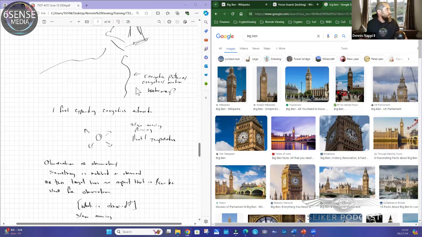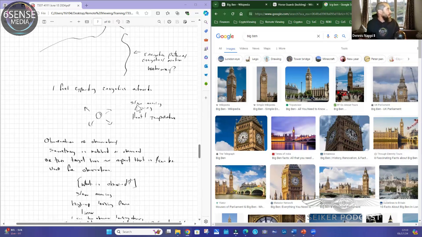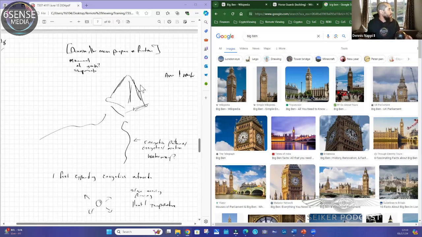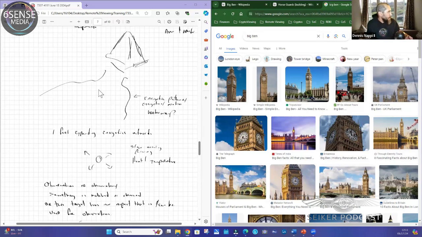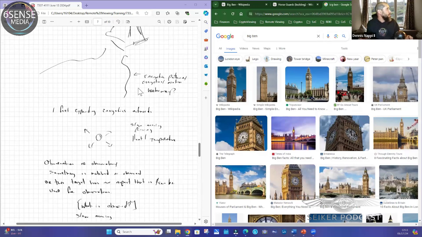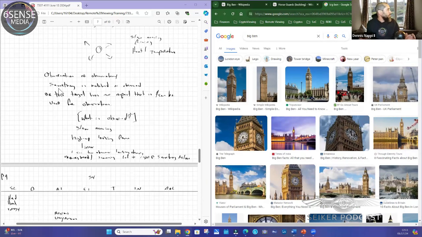I was describing the experience that I had here, describing the vibration, energetics coming outwards, right? I've got elements of the structure here that I'm describing. I've got the surrounding waterway that's right next to Big Ben. What's it for? An observation or observatory. Something is watched or observed, and I had the perspective of being up in the tower looking down.